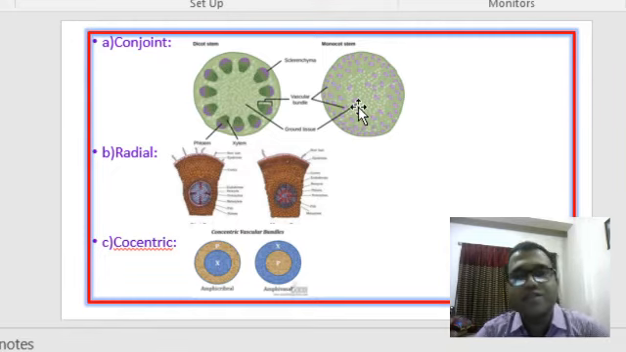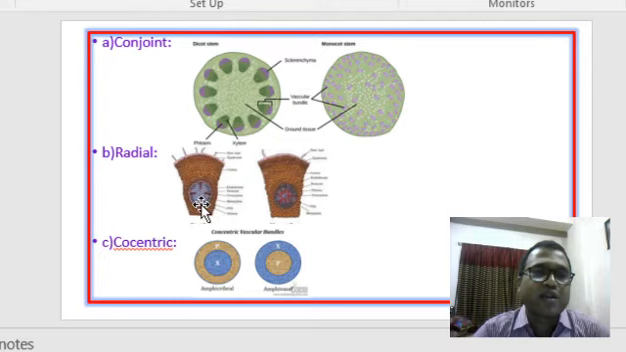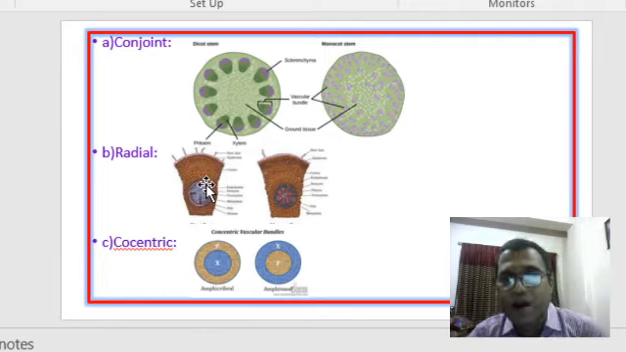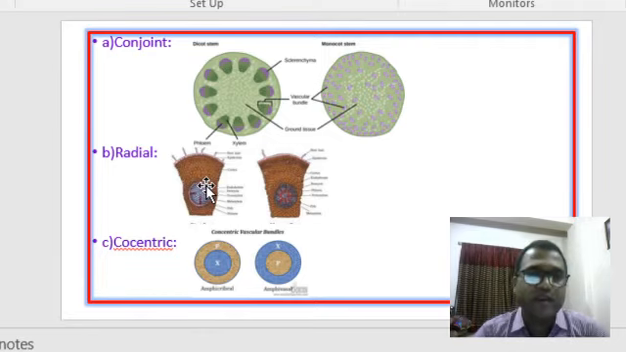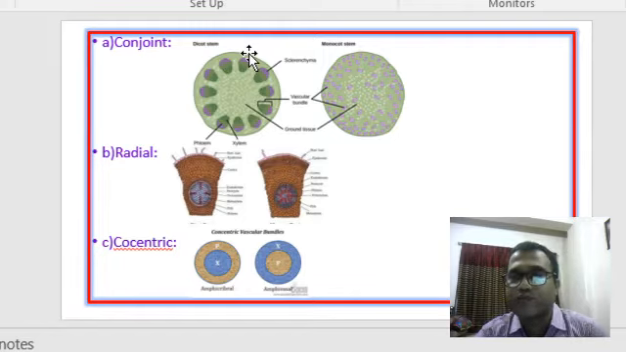Radial. This one is the dicot root transverse section. This one is the monocot root transverse section. We can find out that here the number of vascular bundles is 4, and these types of vascular bundle are found in root. There are protoxylem and metaxylem. Protoxylem remains in the peripheral zone and metaxylem remains in the center position. But in stem, metaxylem remains in the peripheral zone and protoxylem remains in the center position.